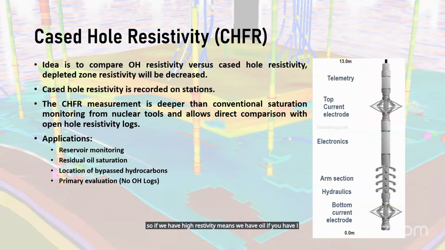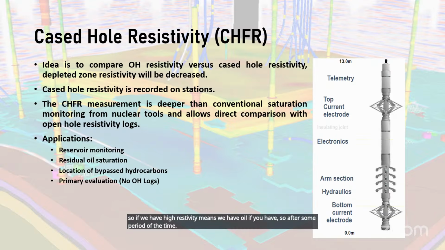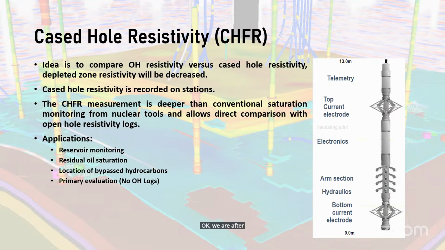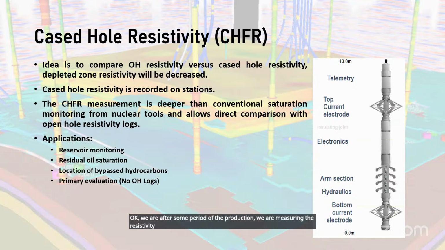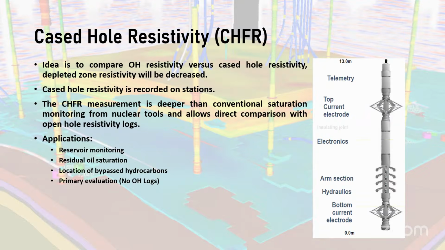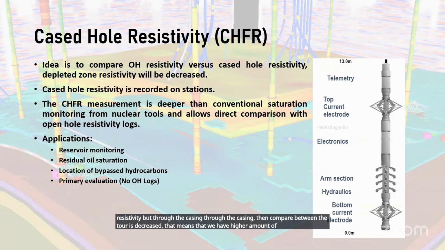After some period of production, we measure the resistivity, but through the casing, then compare the two resistivities. Okay, if the resistivity has decreased, that means we have a higher amount of water.